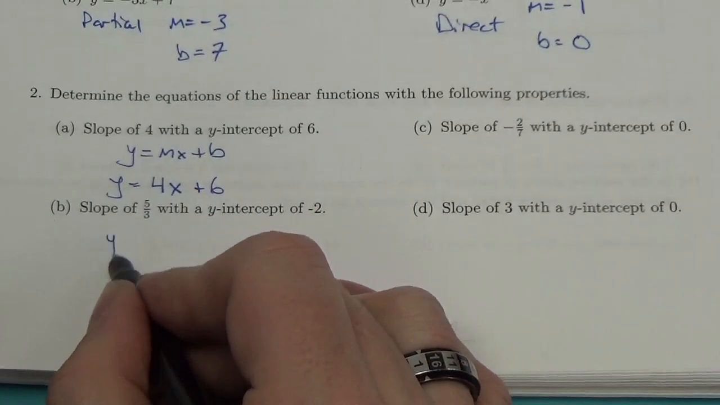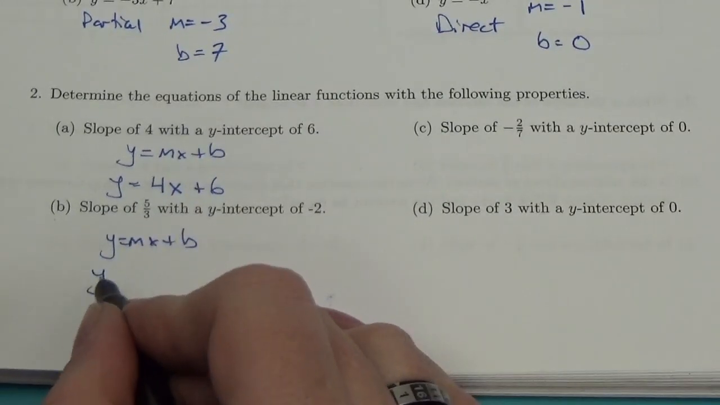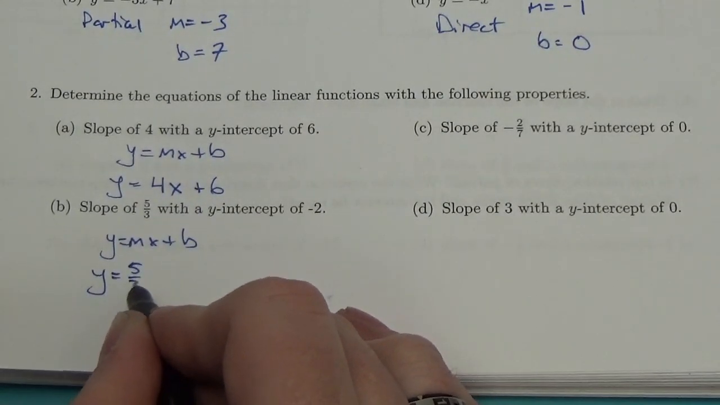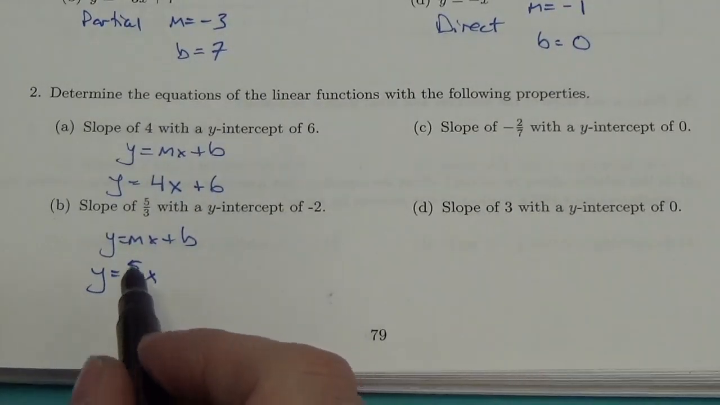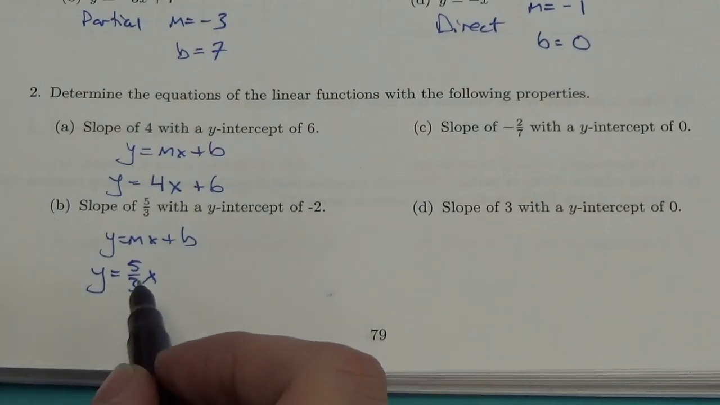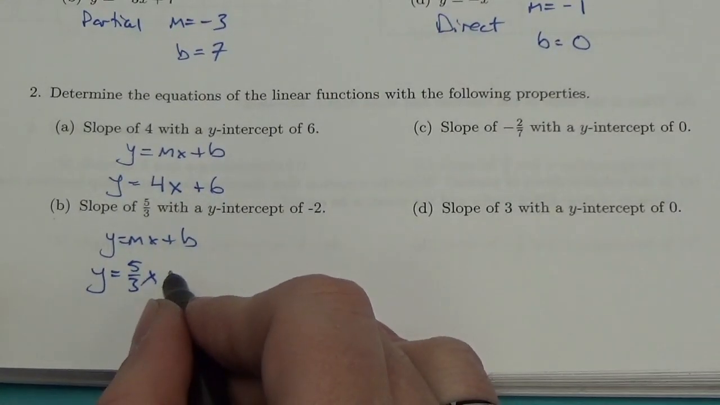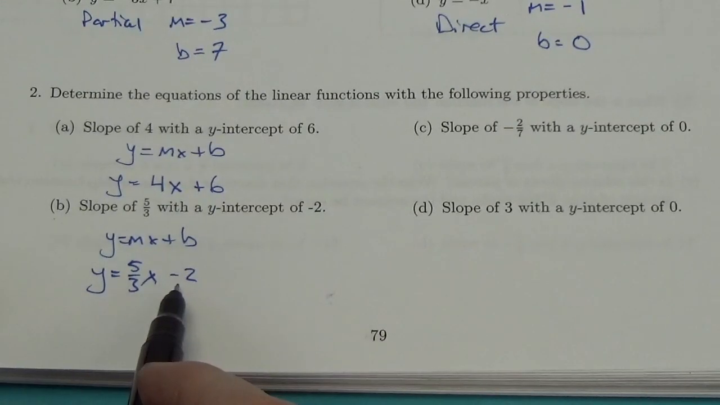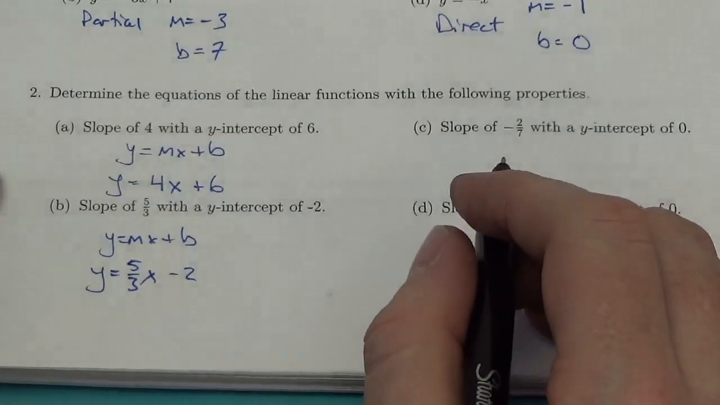Here, y equals mx plus b. Slope of 5/3, okay, that means I'm replacing the m with 5/3 x. That's how I know this is the slope, because it's a coefficient of the x. Okay, so the x needs to be there. And a y-intercept of -2, so I'm going down 2. So that negative is important. Need to include it. Okay, so 5/3 x minus 2.